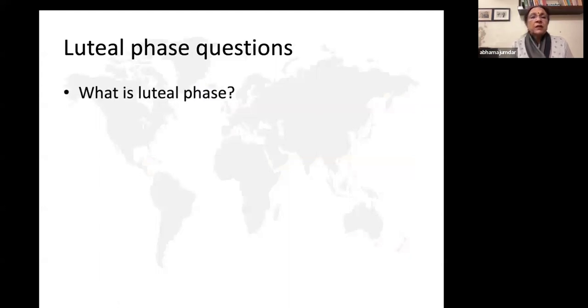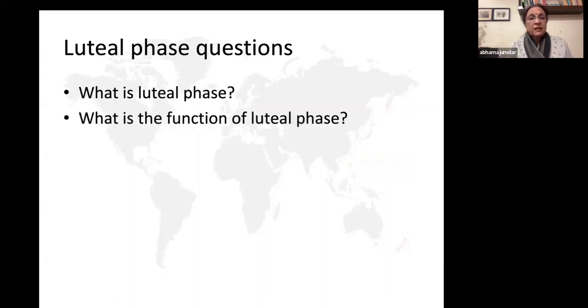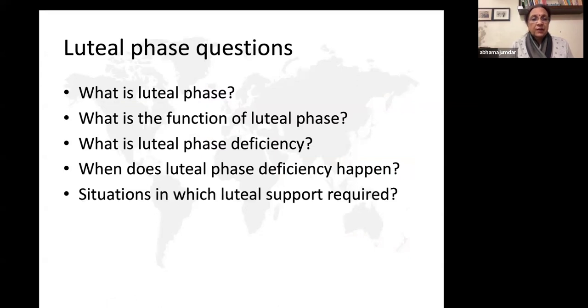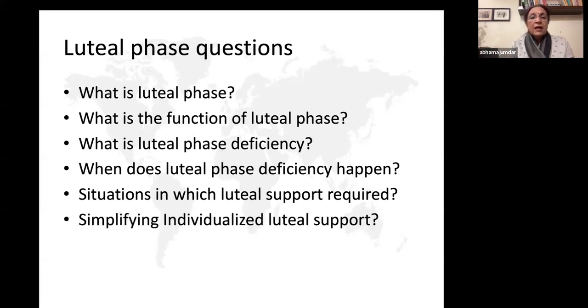What are the questions we are going to answer in this talk today? What is luteal phase? What is the function of luteal phase? What is luteal phase deficiency? When does luteal phase deficiency happen? And situations in which luteal support is required. So on these 5 questions, we will frame the whole talk. And then simplifying individualized luteal support will be the last question which I would answer in this talk.